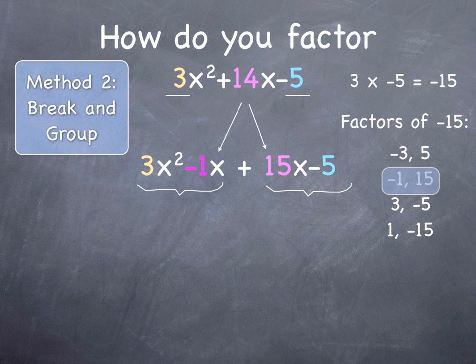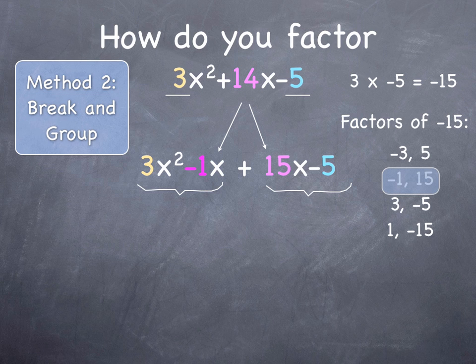You see now that I've rewritten my original trinomial that had 3 terms as a polynomial with 4 terms. The two expressions are equivalent because the middle terms in the second expression add back up to 14x. That's the break part of break and group.